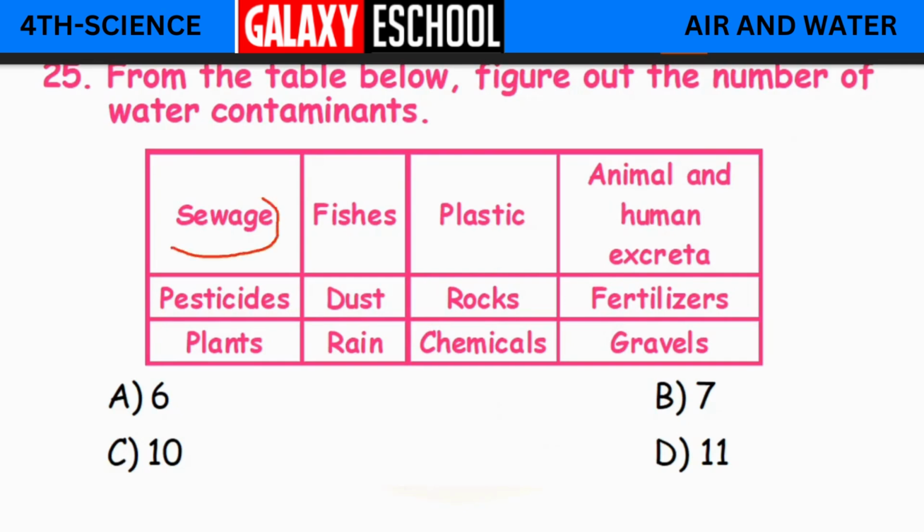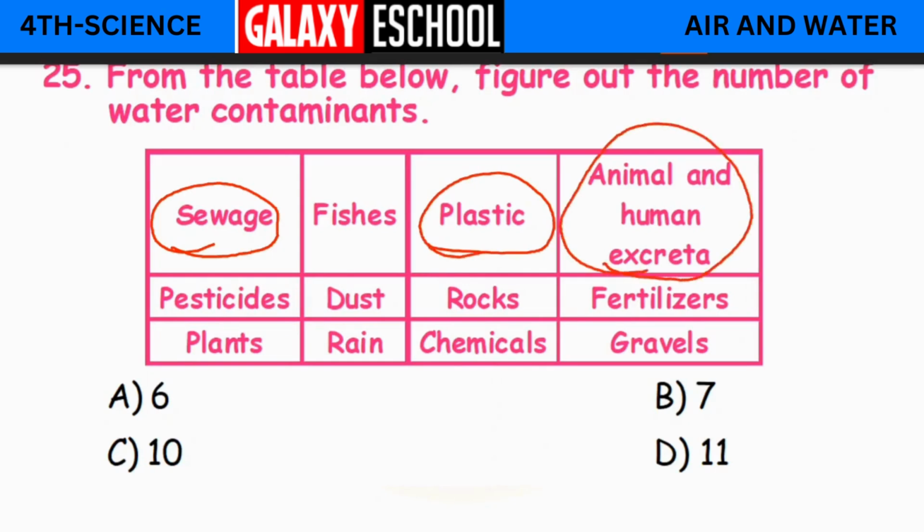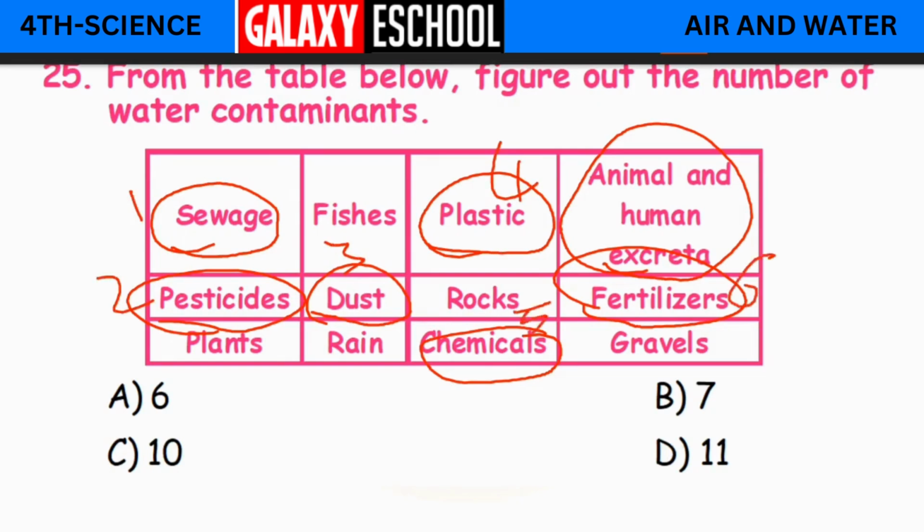Sewage is nothing but all the waste water dumped from the houses and also the industries, and all the garbage. These are pollutants. This is one pollutant. Plastic is again a contaminant. Animal and human excreta, pesticides, fertilizers, chemicals and dust. Okay children, so how many did we get? 1, 2, 3, 4, 5, 6 and 7. We have got 7 water contaminants from this table.